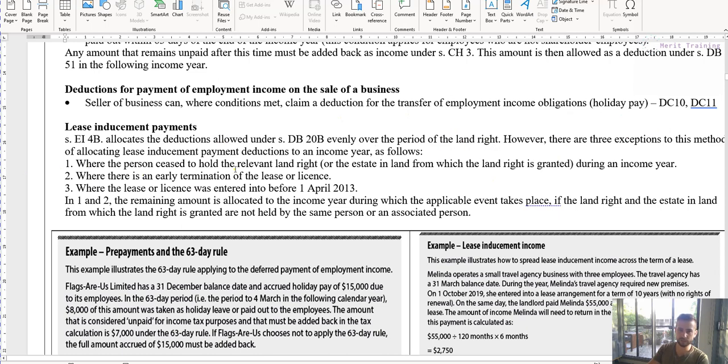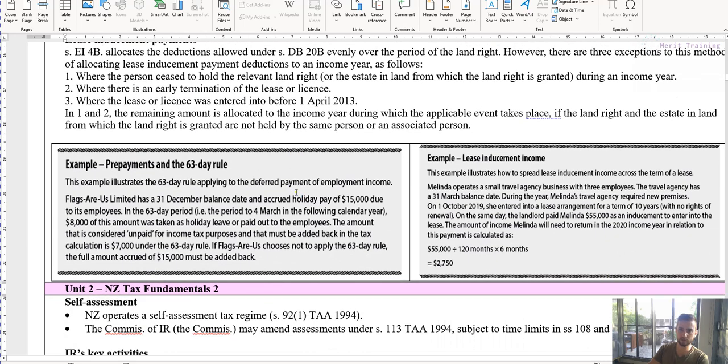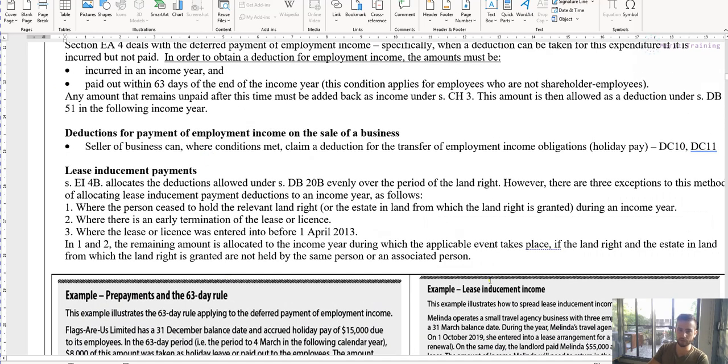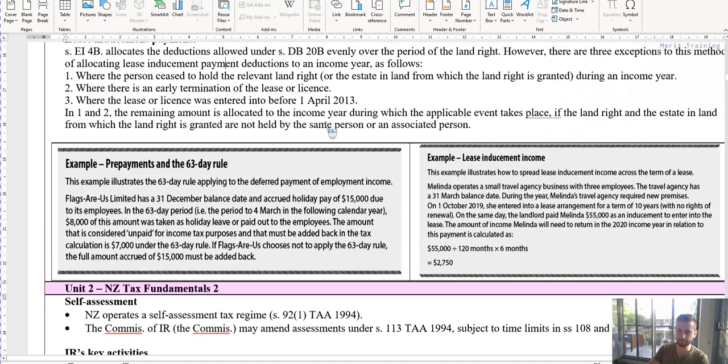Number 1, the person ceased to hold the relevant land right. Number 2, there's an early termination of the lease or license, or where the lease or license was entered into before April 2013. So there's some examples in the notes that you can read through in your own time, but it's fairly straightforward. You just get the deduction spread over the period of the agreement, unless one of the three exceptions below applies. You just got to look out for them.